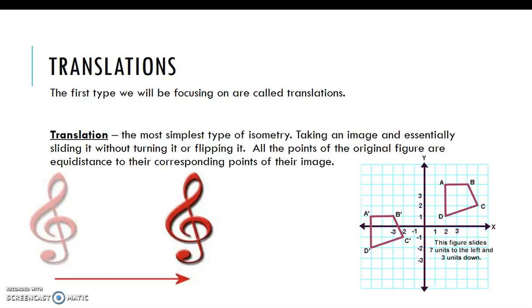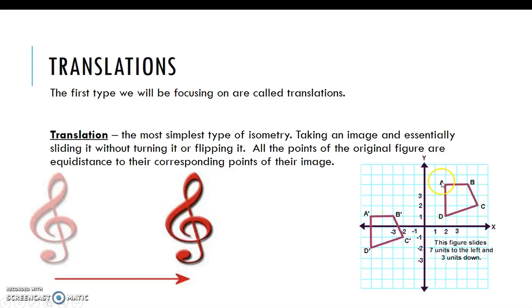In this transformation, the distances between the vertices of the image are the same as the corresponding distances in the pre-image. Here's the pre-image, quadrilateral ABCD, and let's look at the distance between A and D: 1, 2, 3. And here is the image, after the translation, which is 7 units to the left and 3 down. So we slid it over and slid it down. The distance from A to D is 1, 2, 3.